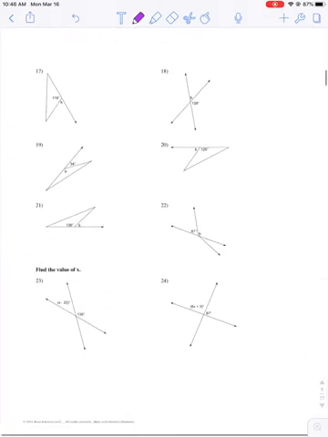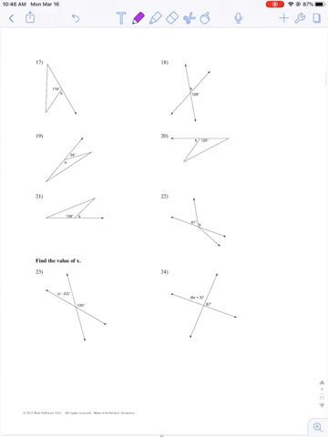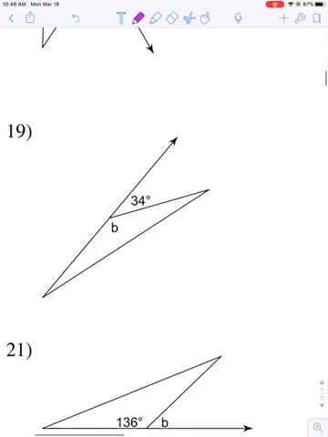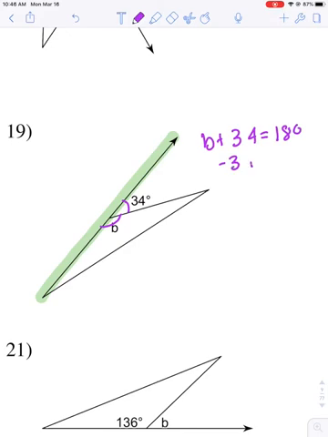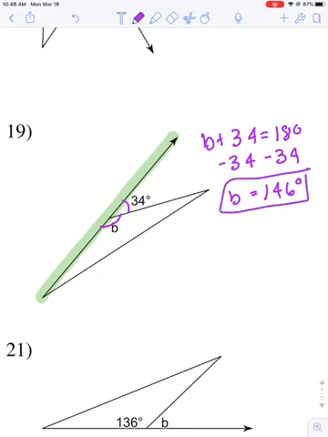All right, let's look at the next page. All right, see what you could do on this page. Pause the video, come back when you're ready to go over some answers. All right, so I'll be showing you guys some of these. The ones up here, you just have to find the straight angle like this. And I can see that straight angle is going to be b plus 34. So b plus 34 equals 180. Subtract 34 from both sides, and you get b equals 146 degrees. It's its own angle, so it gets the degree sign.